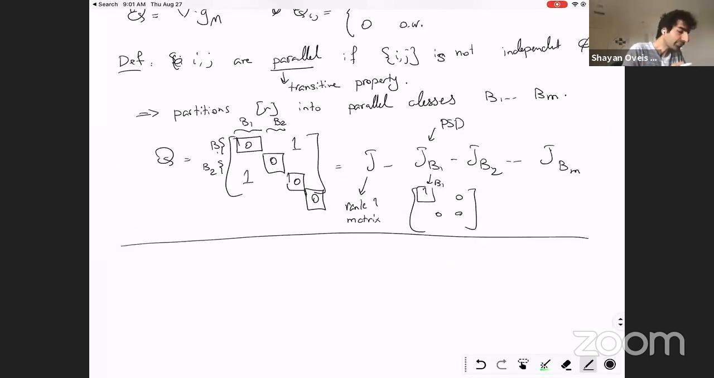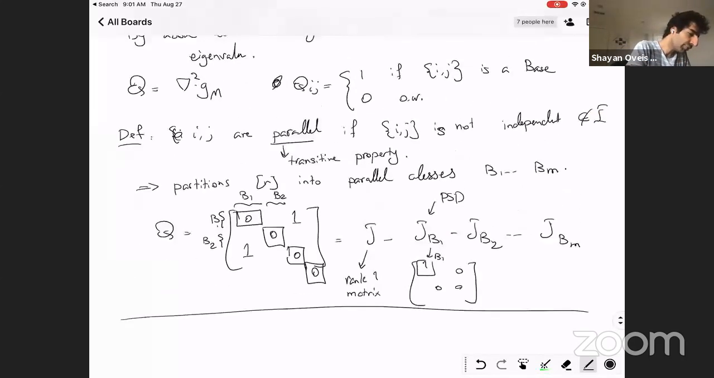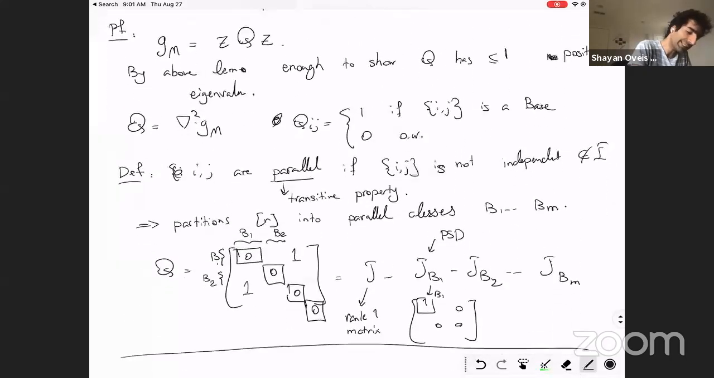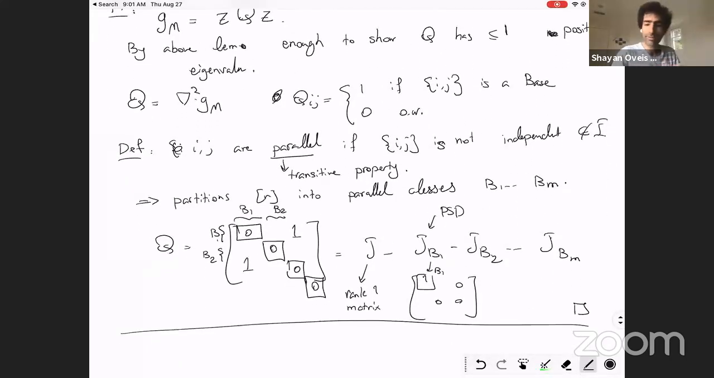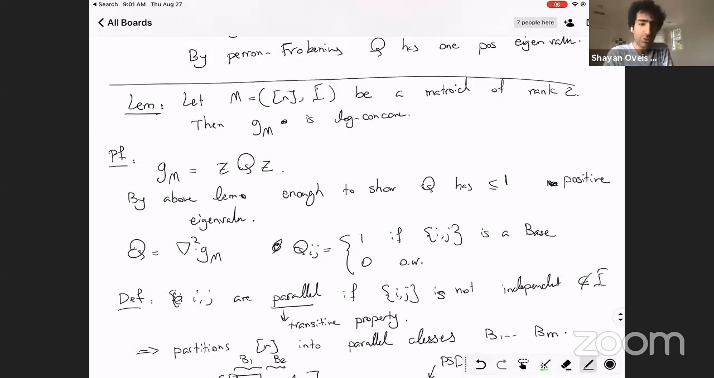Good, so we proved the base case. We proved that if you have a rank 2 matroid, again, let's look at the lemma: if you have a rank 2 matroid, then the generating polynomial of all bases is a log concave polynomial.